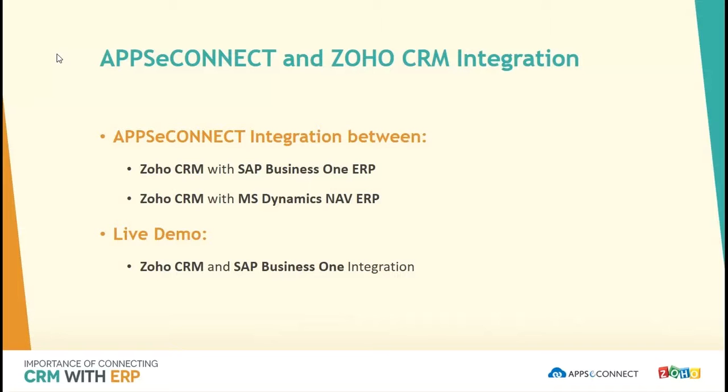Now, why do CRM and ERP need to be connected? Because there are many operational hazards if these two systems are not connected and do not talk to each other, and it can lose business efficiency. And we have shown why Zoho CRM is an ideal solution for SMEs. It's a very lightweight, cloud-based, easy-to-use application. And Gopal from Zoho Corp has briefed us on why Zoho CRM is an ideal CRM for SMEs. And then we came to how we can connect Zoho CRM with the back office ERP system through the APPSeCONNECT integration platform, and we have shown a live demonstration between Zoho CRM and SAP Business One integration through the APPSeCONNECT integration platform.